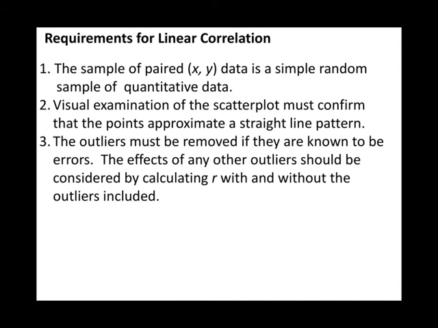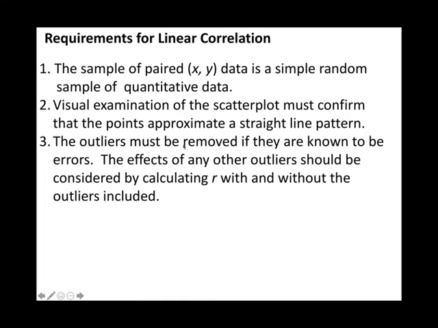Okay, requirements. First one, the sample of paired data is a simple random sample. Visual examination of the scatter plot must confirm that the points approximate a straight-line pattern. So before you calculate the R, you need to construct a scatter plot and make sure all the points are going to be close to a straight line.